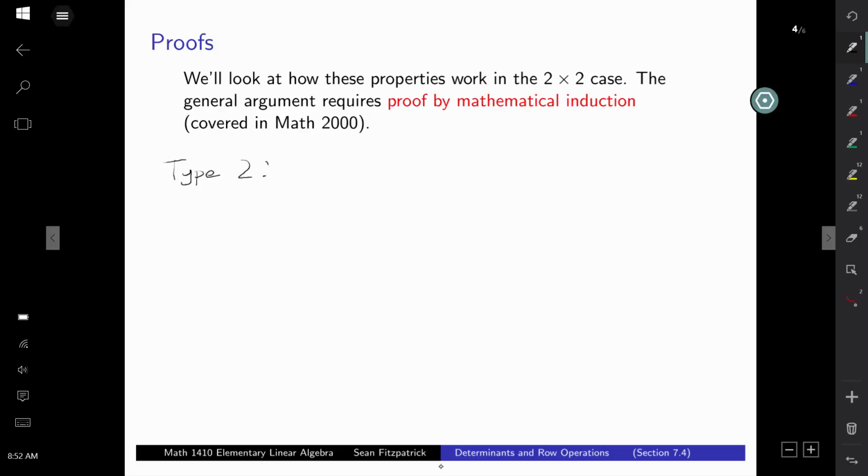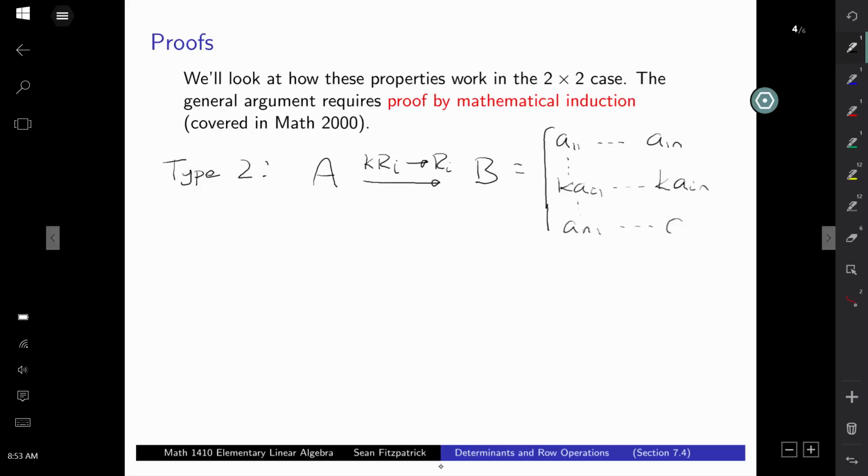If I have a matrix A and I perform k times row i goes to row i, and I get this matrix B, what is B going to look like? I'm going to have the original entries for A, and then somewhere in row i, that row is going to be multiplied by k. So I'm going to have k a_i1, all the way over to k a_in, and then down to a_n1 and a_nn.